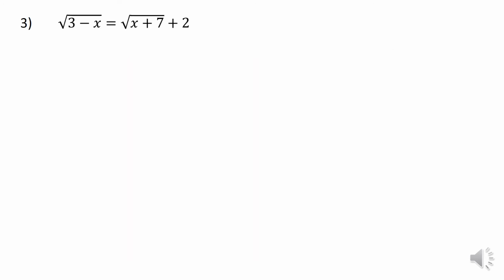I have the third equation. Very similar to that one, but here now you have a problem. You have a square root on the left, and you have a square root plus some other term on the right. So go ahead and just square both sides.